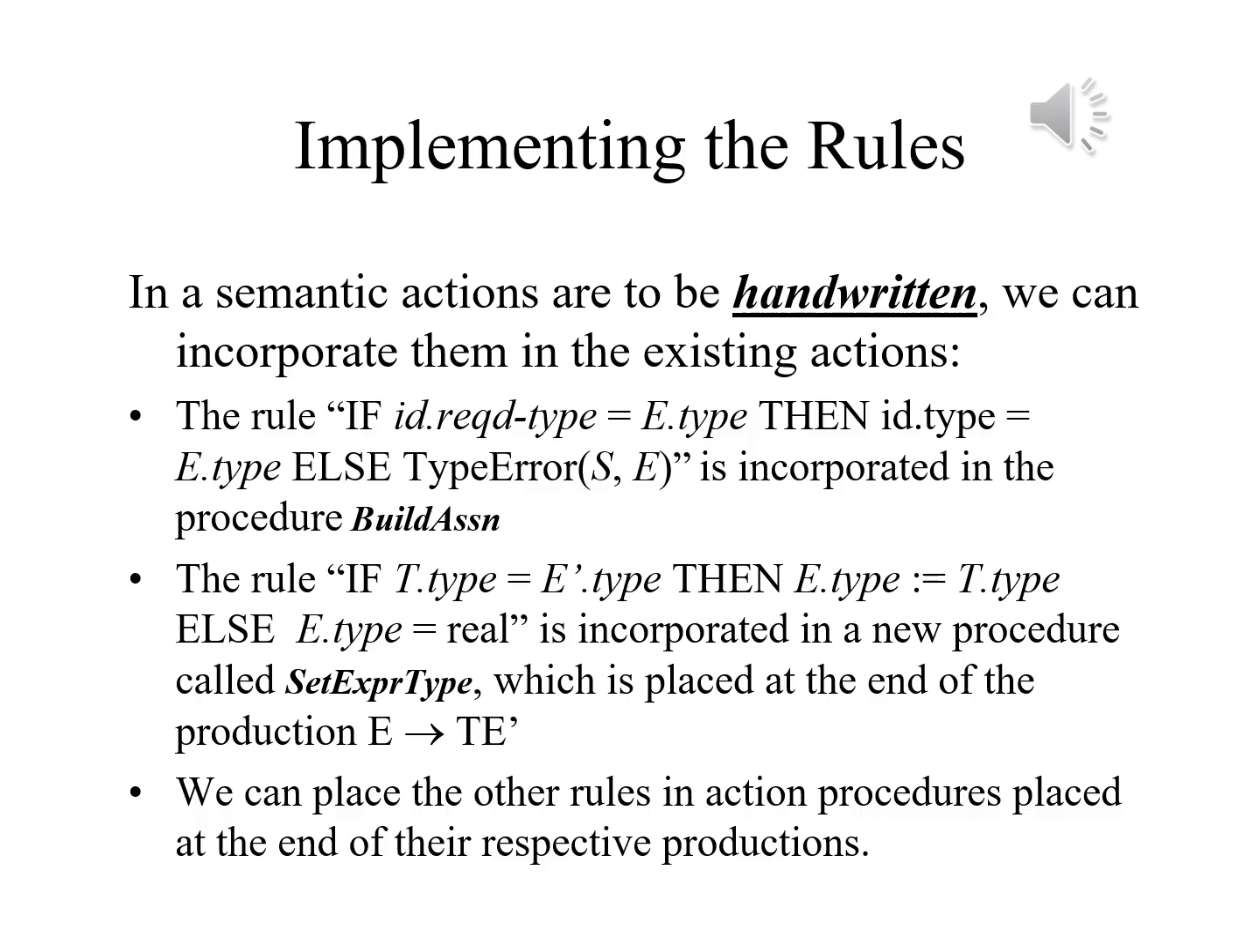Regarding the rule, if T's type is the same as E prime's type, then the expression's type will be the same as the term's type. Otherwise, it'll be real. This can be incorporated into a new procedure called set expression type, which is placed at the end of the production E derives T E prime. We can place the other rules in action procedures placed at the end of their respective productions.